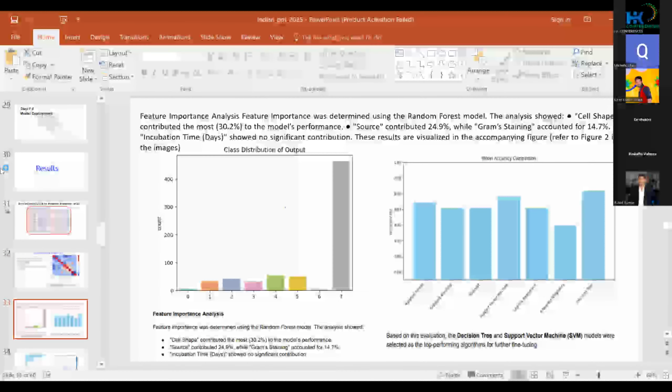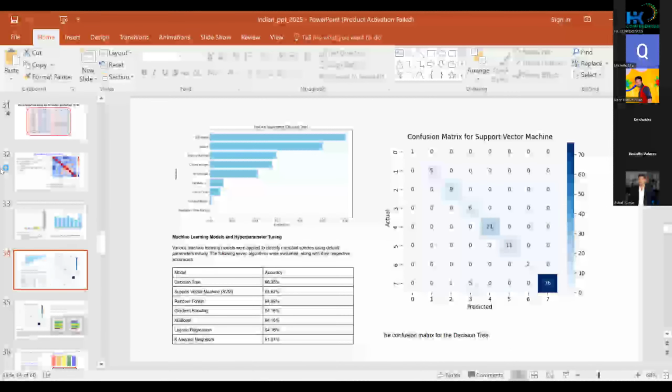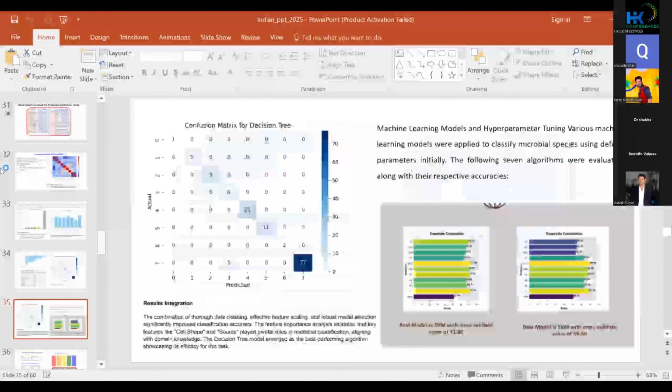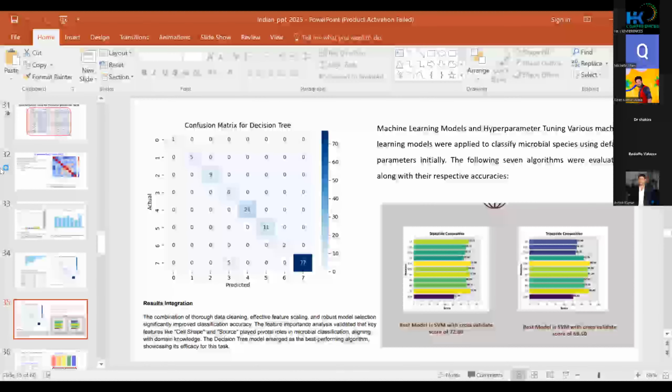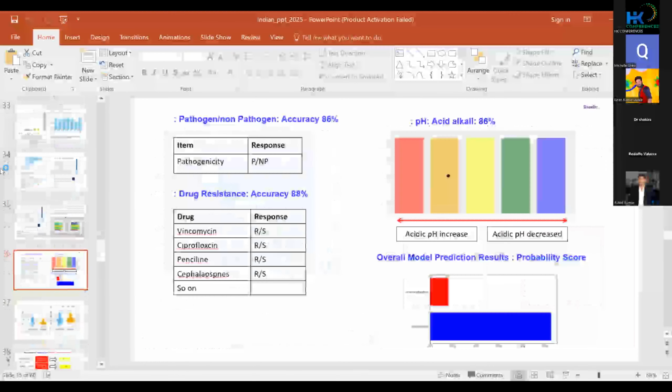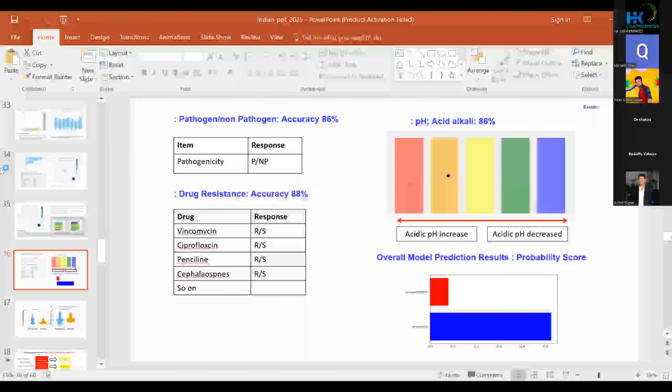So this slide shows the feature importance analysis, whether your given model has good accuracy, and whether the model gives you a huge prediction in terms of, you can say, accuracy. The main aim of the model is to predict the accuracy for pathogenic strains, drug-resistant strains, pH and acid tolerance strains.